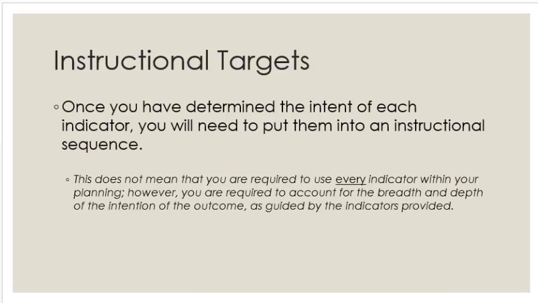By setting your instructional targets, you'll define exactly what your students will be expected to know, understand, and do. This is critical to backwards planning, beginning with the outcomes. And now that we've analyzed each indicator by leveling them with Bloom's taxonomy, we will need to put them into an instructional sequence.